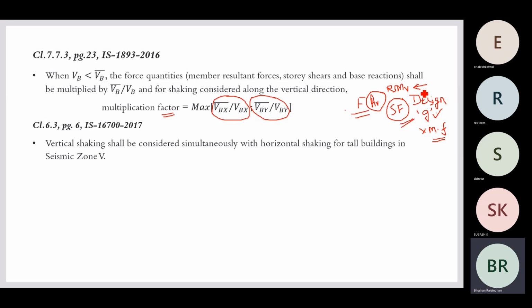So I hope it is clear till now what the procedure is as per the IS code. And as per the tall building code in India, I think it is similar to the American code, vertical shaking shall be considered simultaneously with horizontal shaking for tall buildings in seismic zone 5. So what does this mean? That vertical shaking shall be considered simultaneously with horizontal shaking.